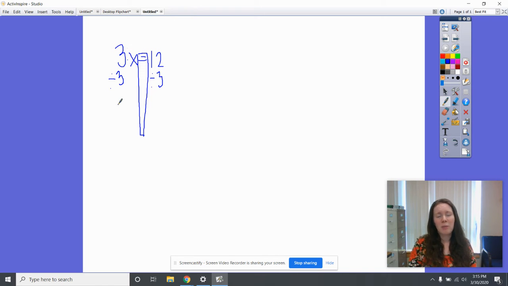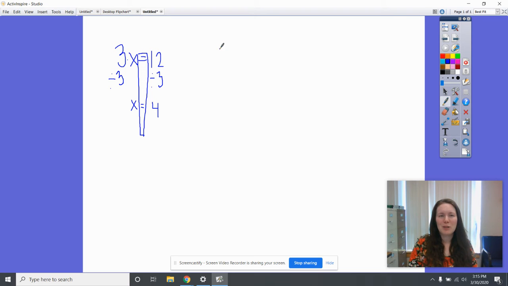So 3 divided by 3 is actually 1 times x, but 1 times x is just x. So we really don't ever write the 1 in front of it. Okay? Then 12 divided by 3 is 4, and this wall also means equals. So our answer is x equals 4.